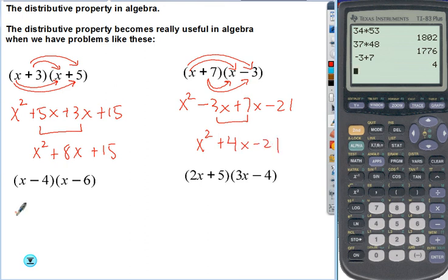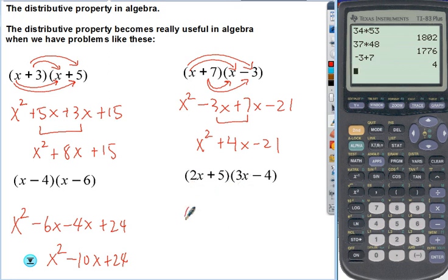I have two negatives here. So x squared minus 6x minus 4x. And now a negative times a negative is a positive 24. Combine the middle terms. X squared, negative 6 minus 4 would give you negative 10x, plus 24. And the last problem, just this one has coefficients in front of the x.